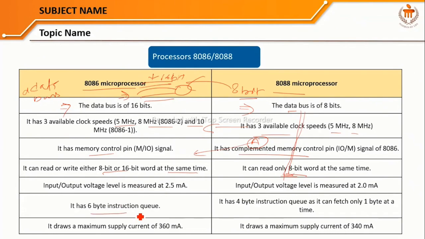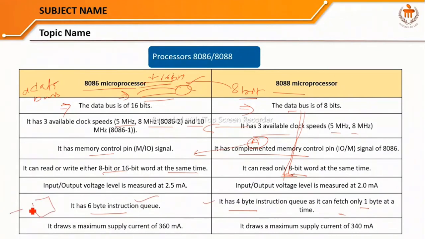It has a 6-byte instruction queue. It has a 4-byte to 1-byte instruction queue. Here is a 6-byte and here is a 4-byte to 1-byte. Here also it is a faster queue. What is a queue?